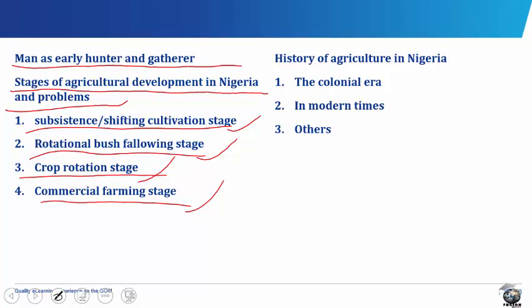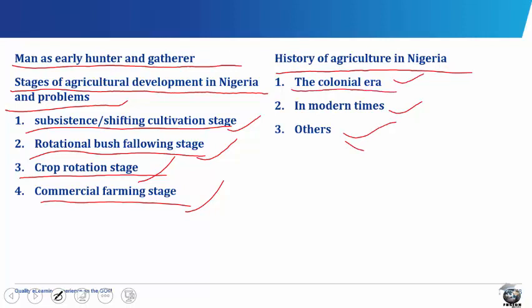A farmer may farm specifically for cash or profit by specializing in the production of specific crops like the cocoa, oil palm, rubber, groundnuts, and animals like poultry, cattle, etc. This is known as commercial agriculture. The history of agriculture in Nigeria. Talking about the history of agriculture, we have the colonial era, in modern times, and others.